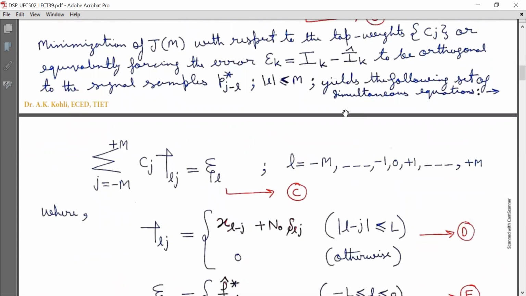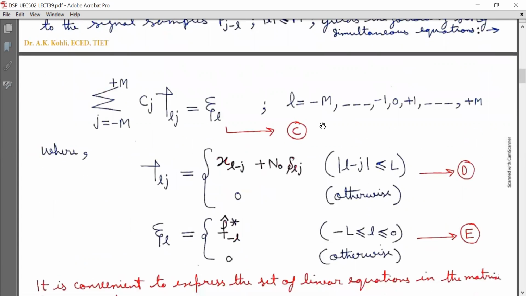As I have discussed, minimization of J bracket M with respect to the tap weights cj, or equivalently forcing the error e k equal to I k minus I cap k to be orthogonal to the signal samples p conjugate j minus L, yields the following set of simultaneous equations, represented by equation C for different values of L, where L is changing from minus M to M.